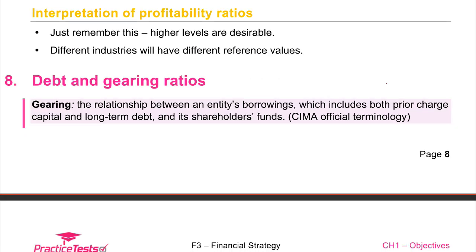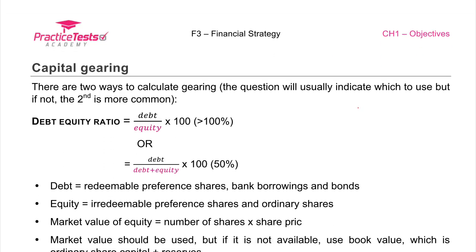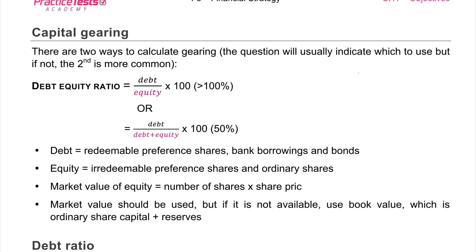Debt and gearing ratios. Capital gearing, financial gearing, tells you how much debt you've got in relation to your equity. It can either be done as debt over equity or debt over debt plus equity. I personally think the bottom one makes more sense, because you can interpret it easily, in the sense that if that comes up at 50%, that means half of my finance is debt. If it comes up at 25%, we're saying a quarter of my finance is debt.